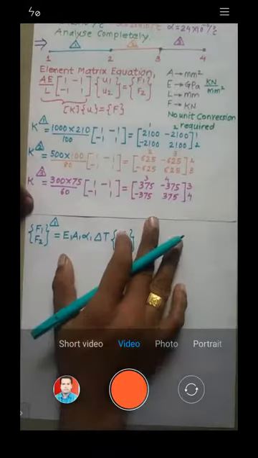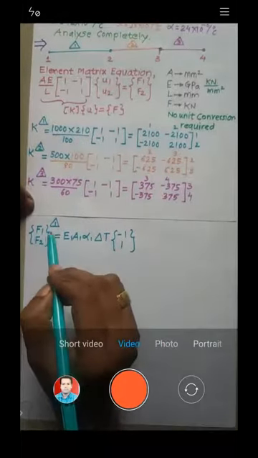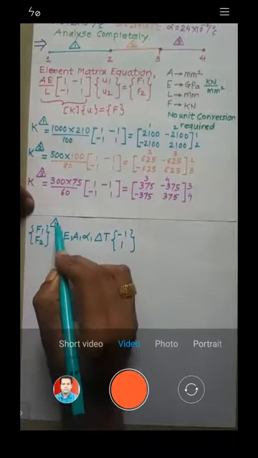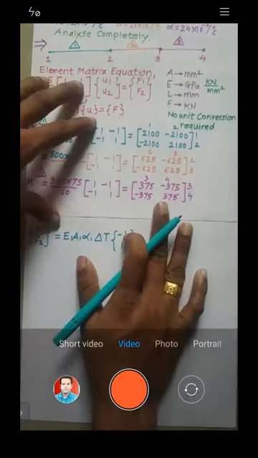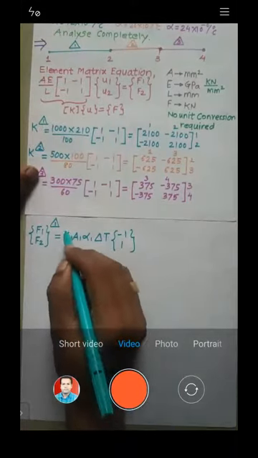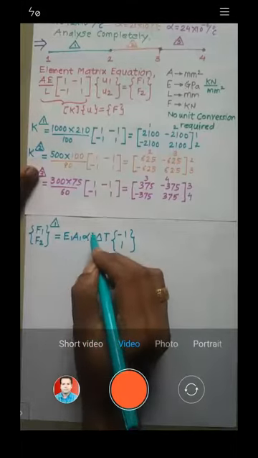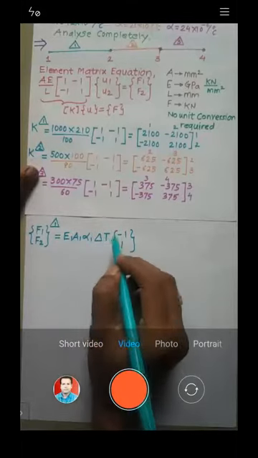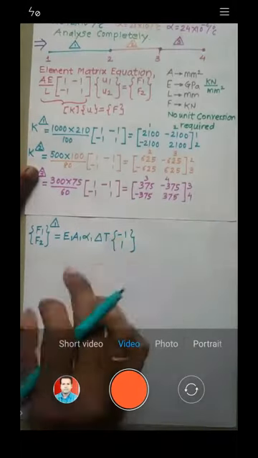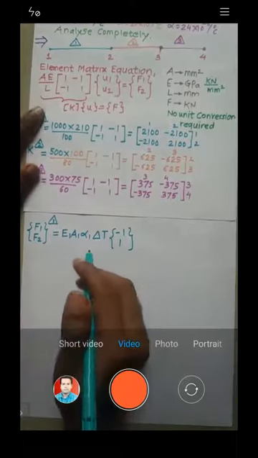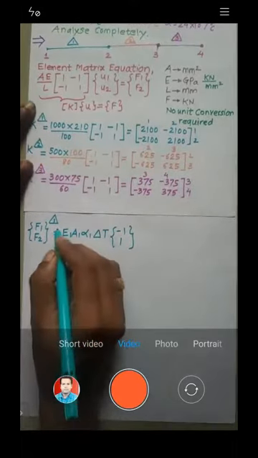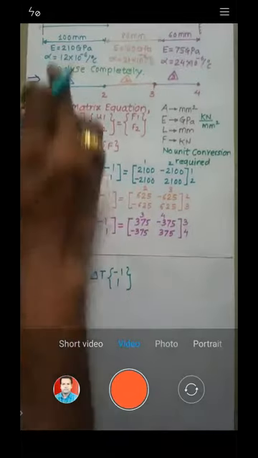So the forces developed at node 1 and node 2 of element number 1 due to rise in temperature is given by modulus of elasticity multiplied by area multiplied by alpha multiplied by delta T, multiplied by [-1, 1]. So what you will get? You will get one column. Okay, so let's do that. E of element number 1.